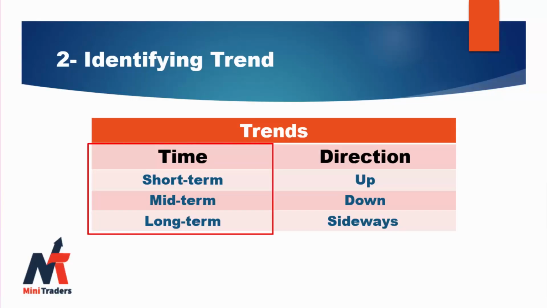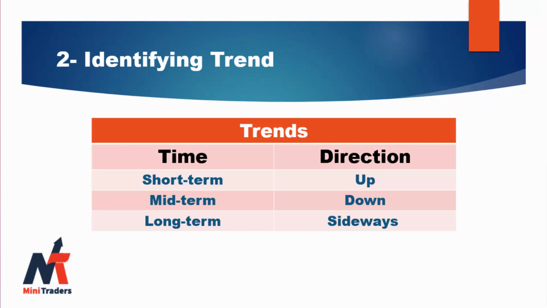Next problem is to find out the trend. We can look at trends by its time scale. So we can categorize trends into three main time scales: short term, mid term, and long term. You can watch for these trends by switching your time frame.